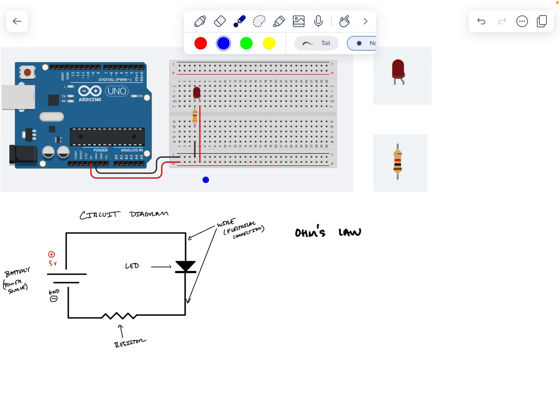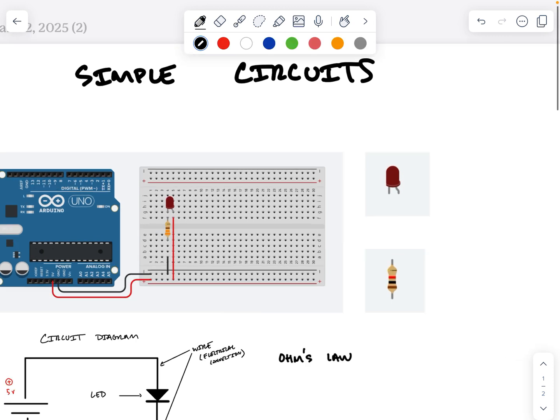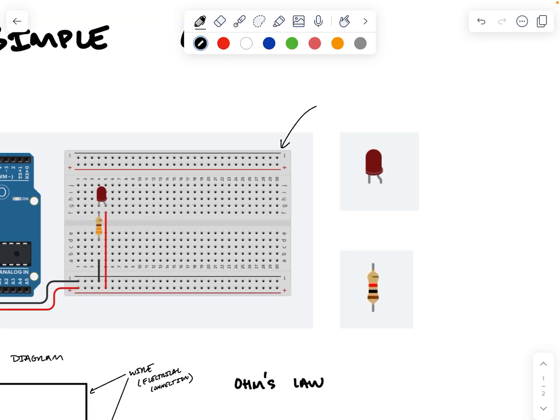Here, it's a little bit harder to see how these connections move because we've got this weird thing right here called a breadboard. This is a breadboard. I actually don't know why it's called a breadboard. I should look that up.